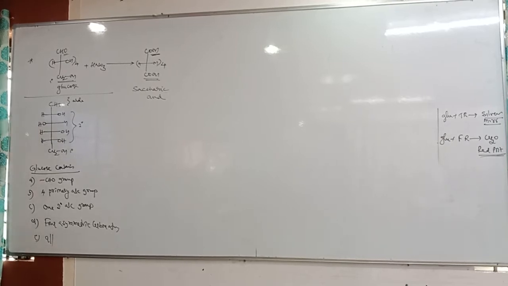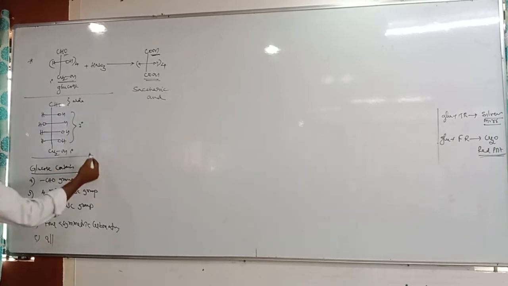Okay, from the above chemical reactions, the structure of glucose is given as below. Okay, so take this. The structure of glucose is this.